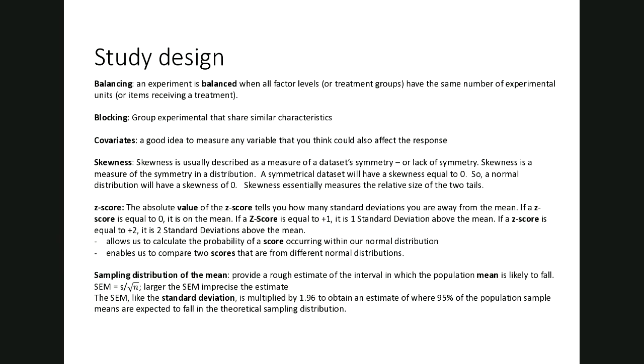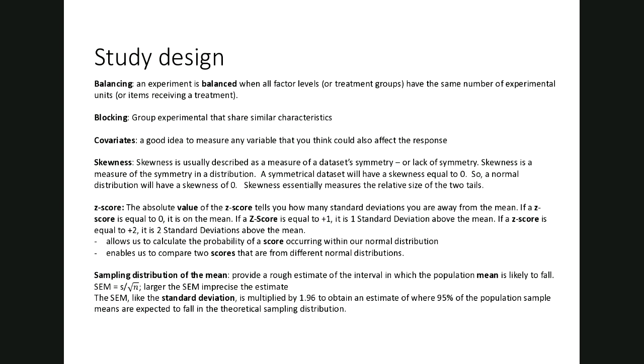Then the z-score is a measure which, as I said in the slide, gives you an absolute value that tells you how many standard deviations you are away from the mean. So this is a measure of how efficiently you have calculated your standard deviation from the samples and estimated the population parameter.